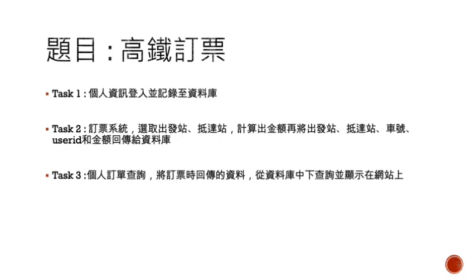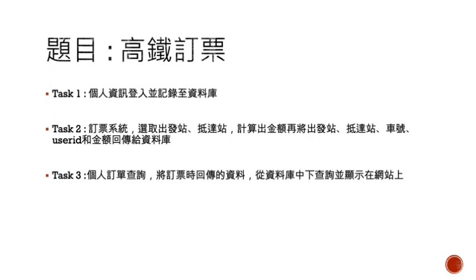Task 2. Booking system. Selecting departure and arrival stations, calculating fare and recording details. In this task, users can select their starting and destination station for booking a train ticket. The system will calculate the fare based on the stations. After that, it will save the chosen departure station, arrival station, train number, user ID, and fare into the database.